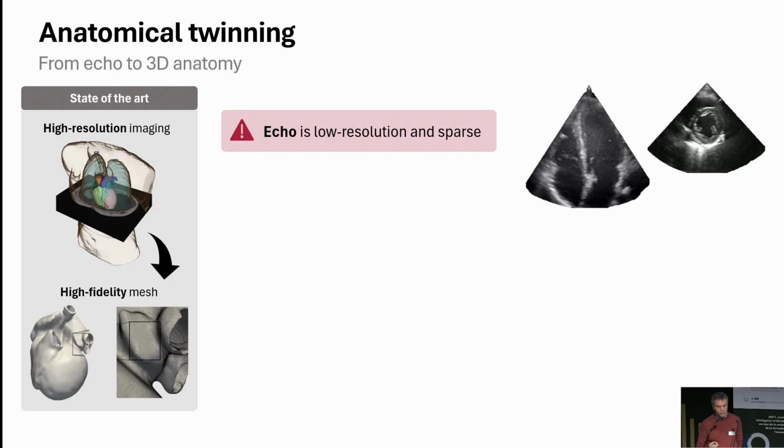So for instance, what if you start from echo? Echo is something you can do very cheaply. You just put a probe somewhere and you measure, and you see something like this. It's a very gross, very partial view of the heart. This is one view, and this is a different cut.